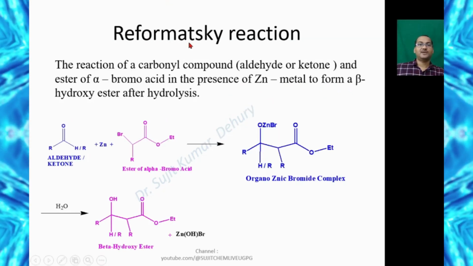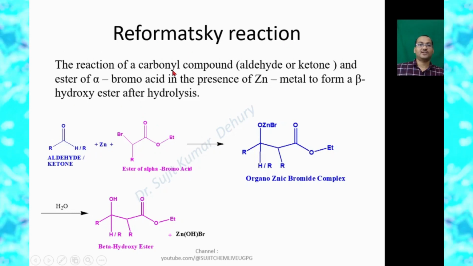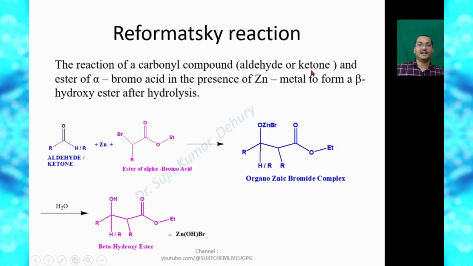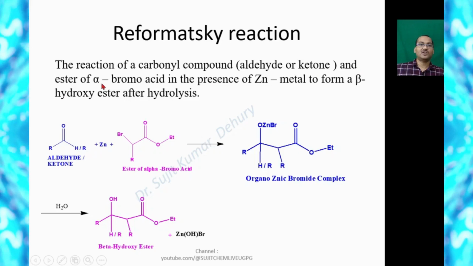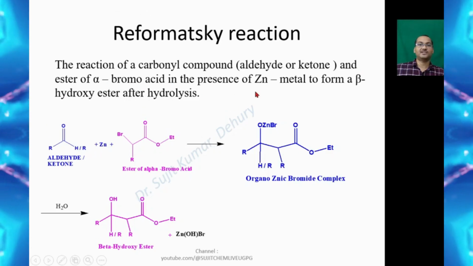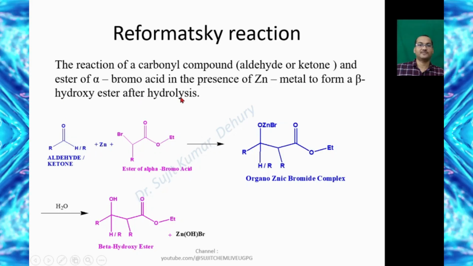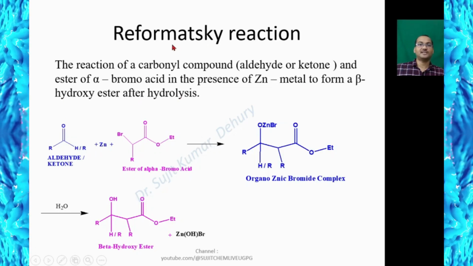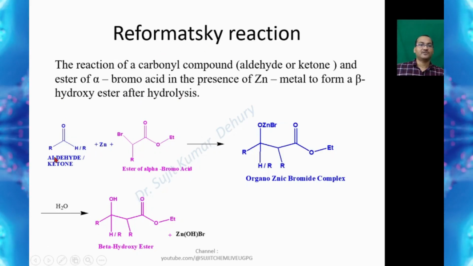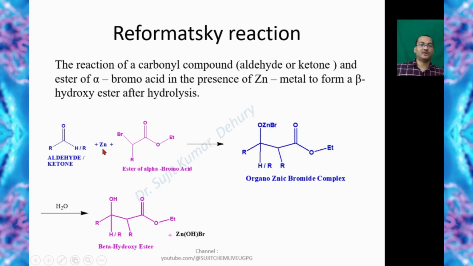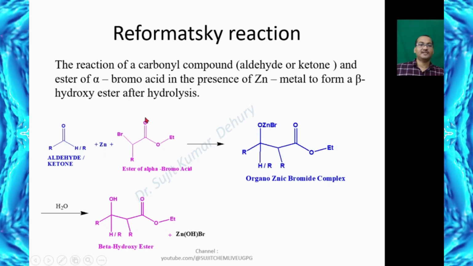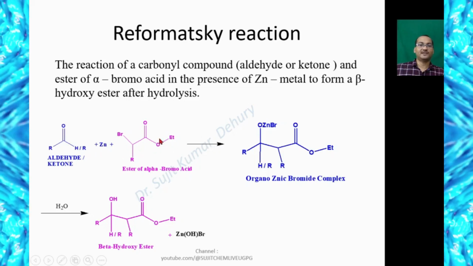Then the last one is Reformatsky reaction. This is the reaction of a carbonyl compound, that is an aldehyde or a ketone, and an ester of an alpha bromo acid in the presence of zinc metal to form a beta hydroxy ester after hydrolysis. This reaction is known as Reformatsky reaction. So this is aldehyde or ketone plus zinc plus the ester of alpha bromo acid.